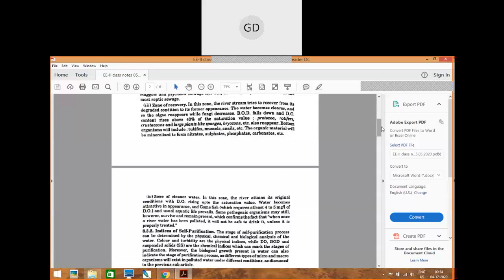Now the last is your zone of cleaner water. So what happens in the zone of cleaner water? In this zone, the river attains its original conditions with DO rising up to the saturation value. So here it is a clean one, zone of cleaner water. Here the water is clean, which is a very good thing. Water becomes attractive in appearance, and game fish, which requires at least 4 to 5 milligram per liter of DO, and usual aquatic life prevails. So game fish is a kind of fish which requires a DO content of how much?